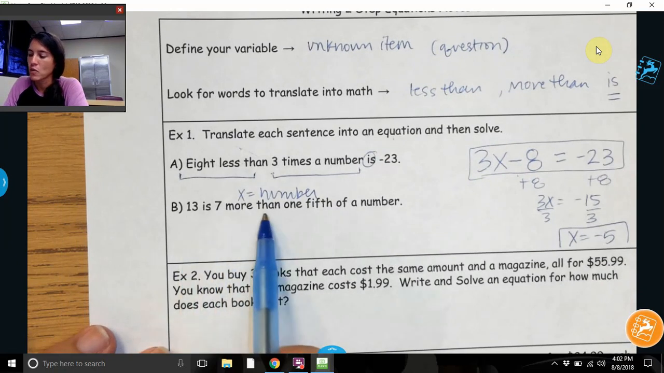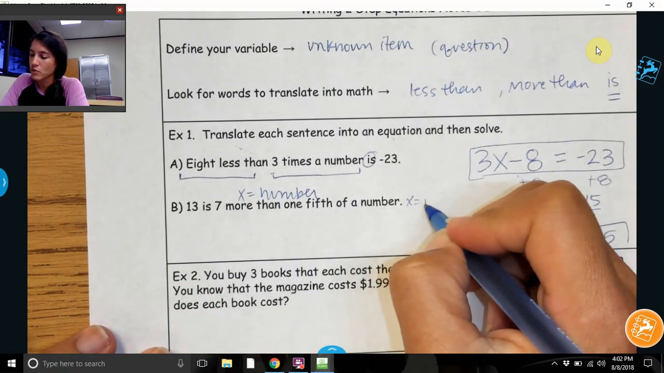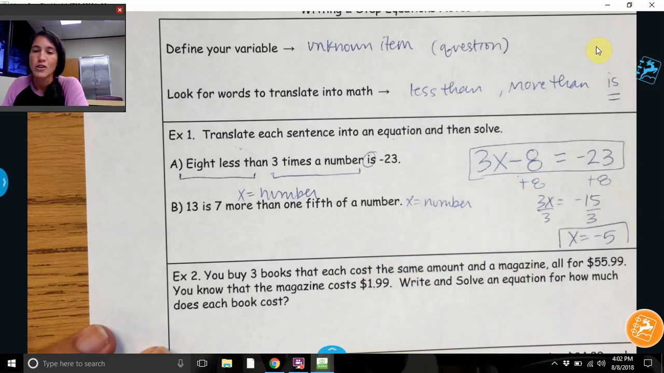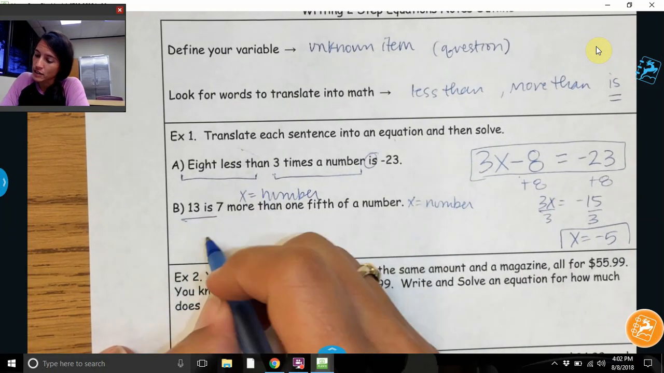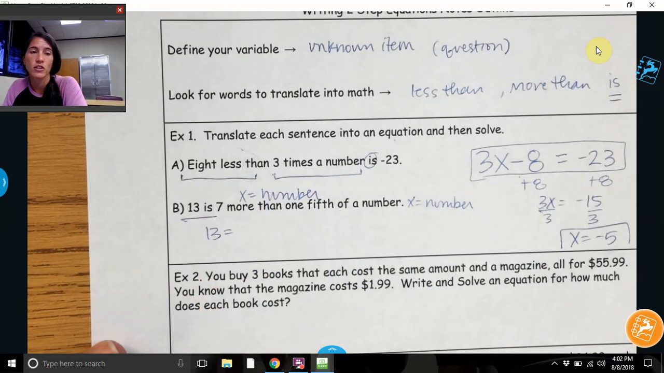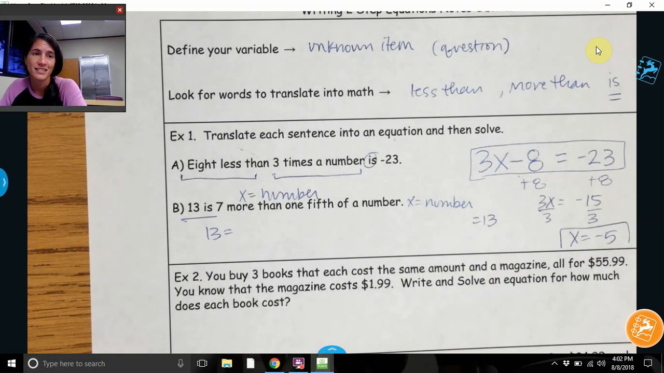13 is 7 more than 1/5 of a number. So again, we're just going to let x equal our number. You could pick N, you could pick W, you could pick A, you could pick whatever. I'm just choosing x. 13 is, so this time we're going to start with 13 equals. If it makes you feel better, you can end with equals 13. It doesn't matter to me. I'm just going to do it the way it's written. But if you like your answers to be at the end of your equation, then do equals 13.